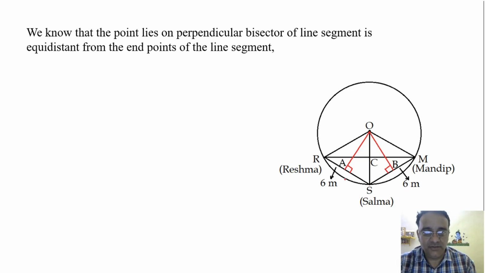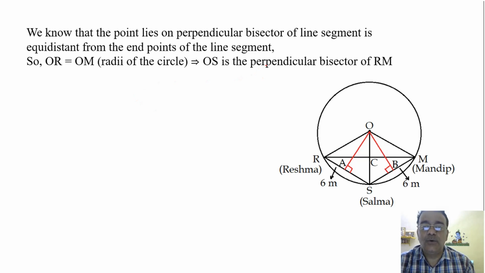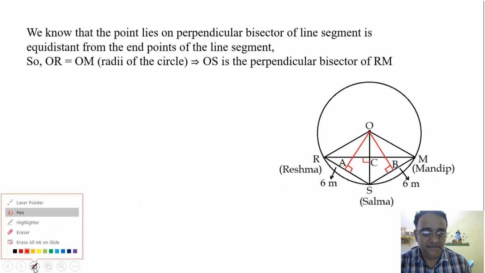Yes, sir. Okay, so for that we have to write, we know that a point that lies on the perpendicular bisector of a line segment is equidistant from the end points of the line segment. So here OR is equal to OM implies OS is the perpendicular bisector of RM. This means this angle is 90 degrees. Clear? Yes, sir. Okay. Now we can find the area of triangle ORS in two ways. We can take RS as the base, or we can find the area of the same triangle by taking OS as the base.